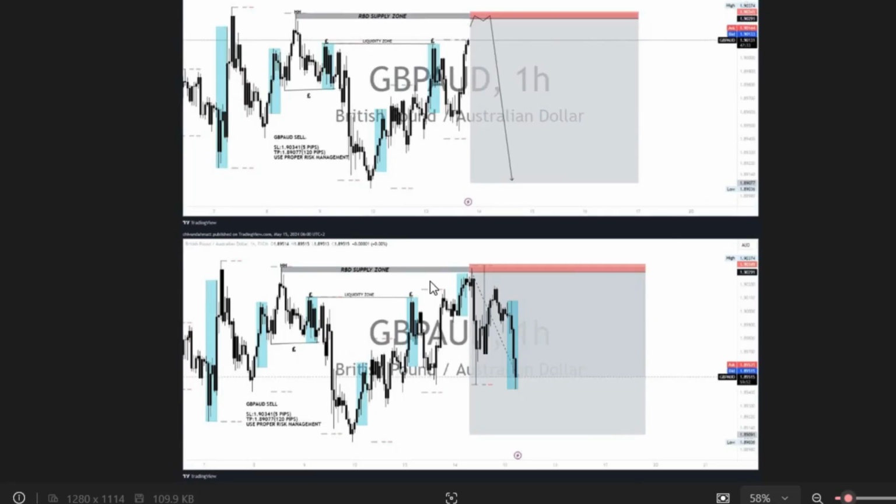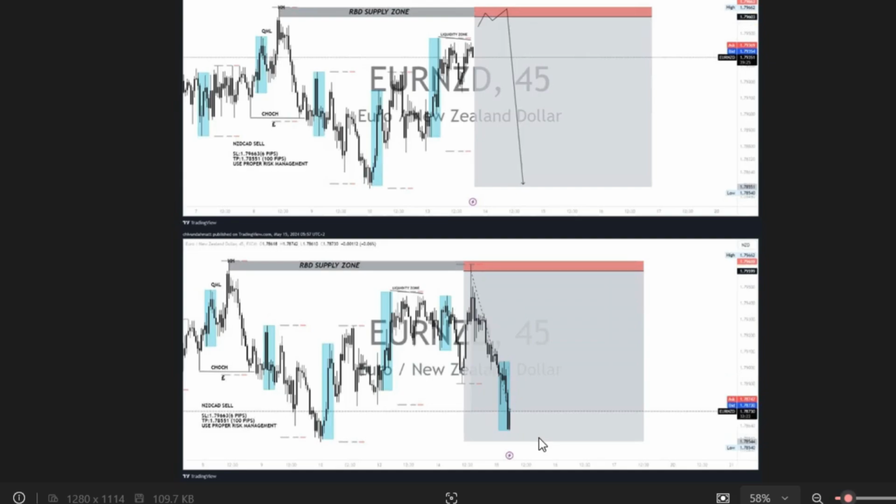All right, so right here you can see that we had a beautiful trade on GBP AUD, where we have a nice rally-based drop supply zone. We have equal highs right here. Then the market comes and actually taps into an area, drops, and then pulls back again for a confirmed entry, and then the market beautifully dropped to the downside. So this was a confirmed entry.